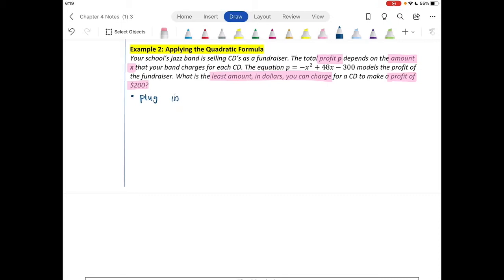So we're going to plug in P, and then we're going to need to put it in standard form. That will give us 200 equals negative x squared plus 48x minus 300. Subtract 200 from each side. So 0 equals negative x squared plus 48x minus 500. Well, now this looks exactly like the problems we were just doing. We can apply the quadratic formula.